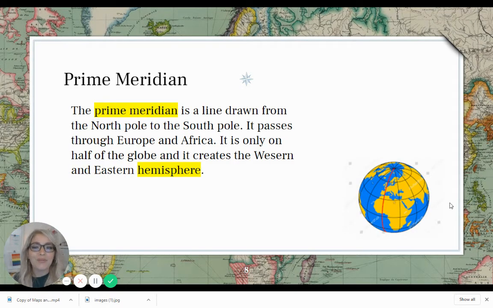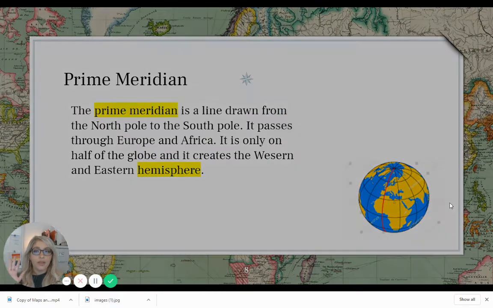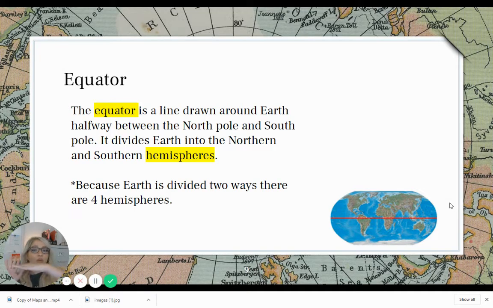Next, we have the prime meridian. A prime meridian is a line drawn from the North Pole to the South Pole, and it passes through Europe and Africa, and it's only on half. That creates the Western and the Eastern Hemisphere. And then we have the equator, which is drawn this way, and it divides Earth into the North and the South. And because Earth is divided this way and this way with the equator, we have 4 hemispheres in the Earth.